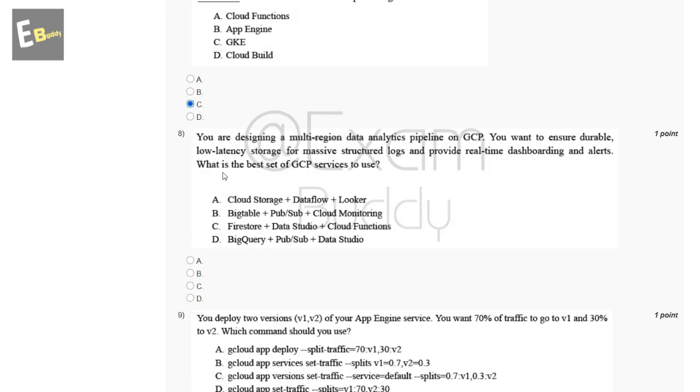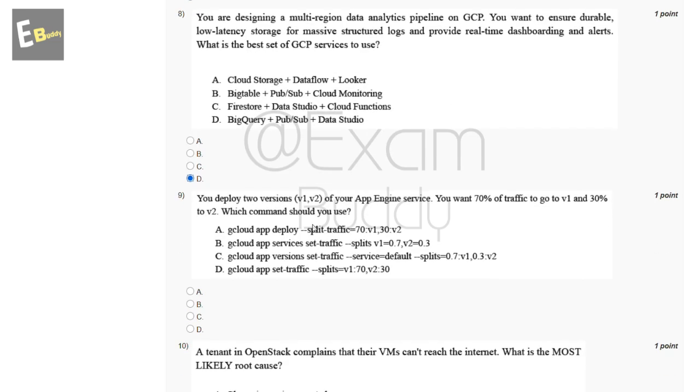Now, the eighth question is: you are designing a multi-region data analytics pipeline on GCP. You want to ensure durable, low-latency storage for massive structured logs and provide real-time dashboarding and alerts. What is the best set of GCP services to use? So these are the options, and the answer to our eighth question is D: BigQuery, Pub/Sub plus Data Studio.